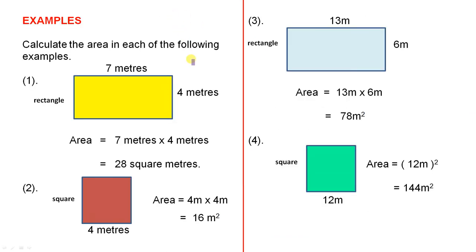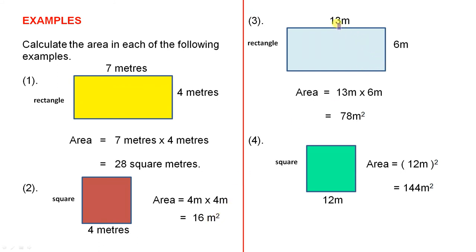Calculate the area in each of the following examples. The first one is a rectangle, which is 7 metres long and 4 metres wide. Using the formula, we have the area is 7 metres by 4 metres, and that's 28 square metres. For a square, we only have to give the length of one side, which is 4 metres, so the area will be 4 metres by 4 metres, which is 16 square metres. And that's the short way of writing square metres, an m to the power of 2.